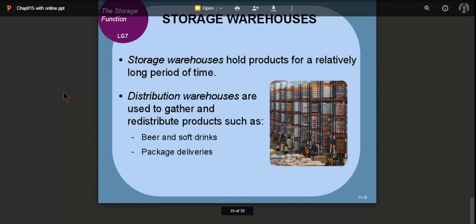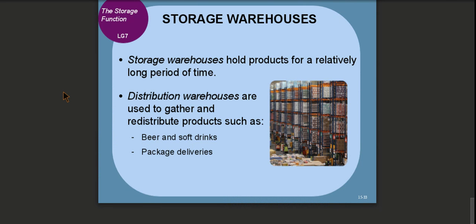Storage warehouses hold products for a long period of time, and distribution warehouses gather and redistribute. So I know that the distributor for Budweiser here in the Raleigh area is a company called R.A. Jeffries. And so they might have Budweiser, Bud Light, whatever, in a distribution warehouse waiting to go to a specific retailer that you would purchase it from.